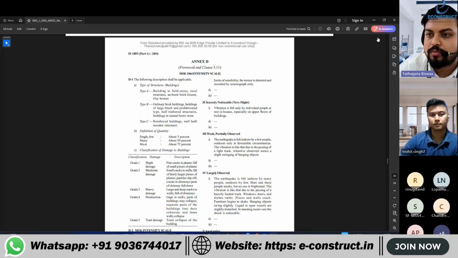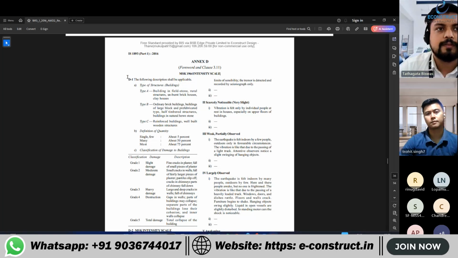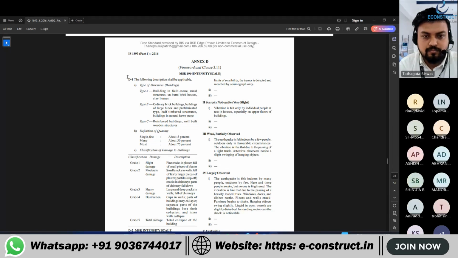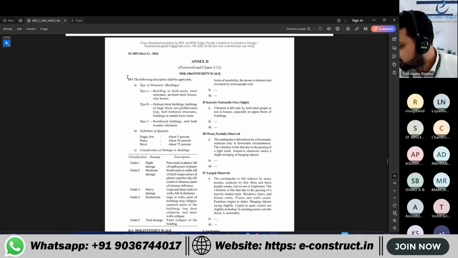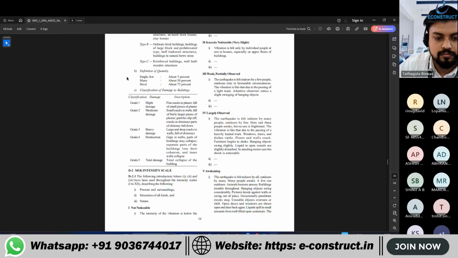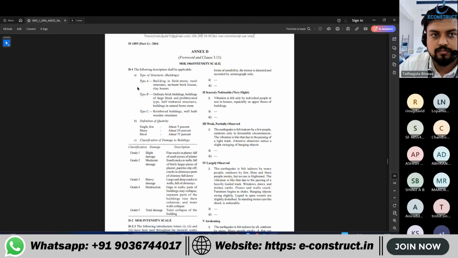Yeah. So Subhama, you can read this. Annex D, MSK 1964 intensity scale. The following description shall be applicable. A. Types of structures, buildings. Type A: building in fieldstone, rural structures, and unburned brick houses, clay houses. Type B: ordinary brick buildings, buildings of large block and prefabricated type, half-timbered structures, buildings in natural hewn stone. Type C: reinforced buildings, well-built wooden structures.